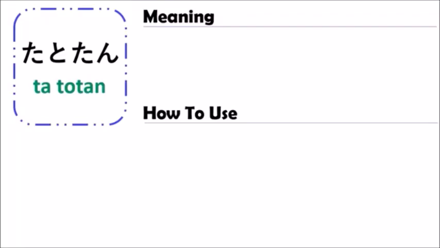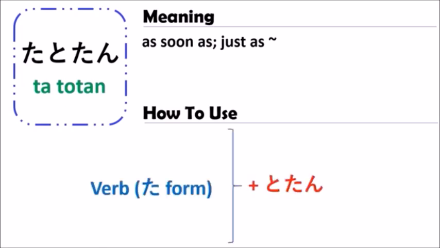The grammar of Totan means as soon as or just as. In Japanese, when you use the grammar of Totan, you use a verb in the past tense form, or the ta form. That means the past tense form. For example, Totan means as soon as or just as.